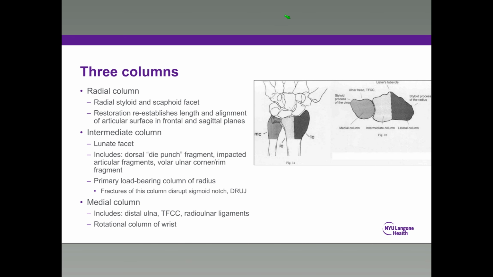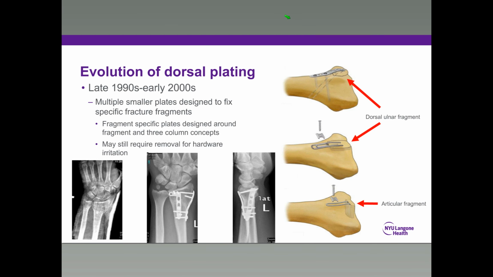And then the medial column includes the distal ulna, TFCC, and radial ulnar ligaments, and that's more the rotational column of the wrist. So using these concepts, the fragment-specific concept and the three-column concept, people started moving more towards fragment-specific fixation. There are specific plates designed around the fragments and these three columns.